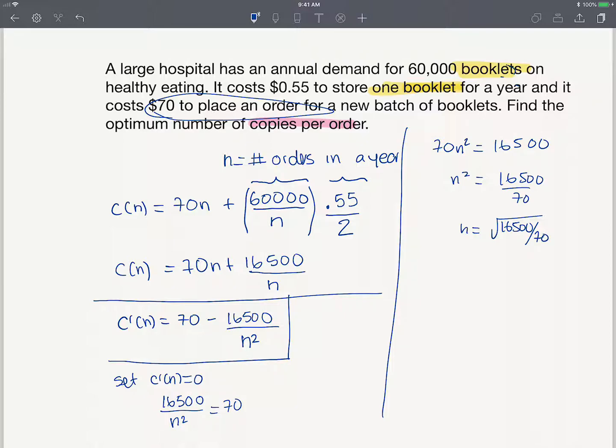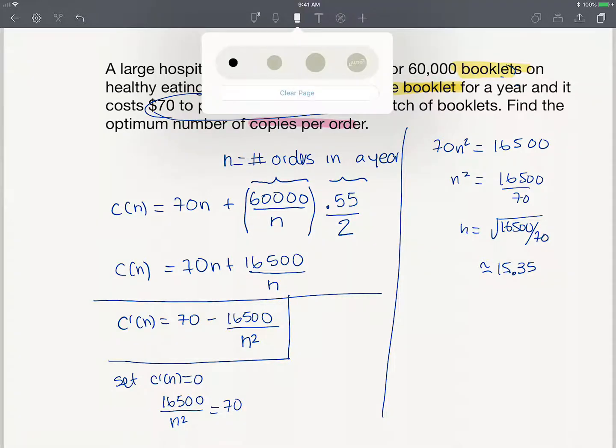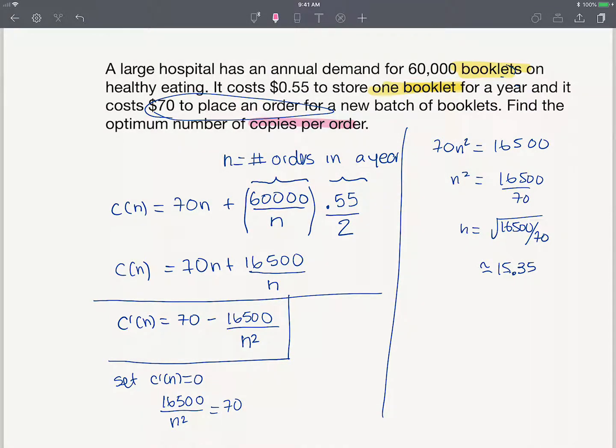And this turns out to be close to 15.35. Now that's the number of orders, right? This is the number of orders I'm going to select. The question says find the number of copies per order, so now I need to just convert that to number of copies. So if you have 60,000 in a year and you're putting about 15, it says to round, so I'm rounding it to 15, so it's about 4,000. And that's the answer that the book wanted for this problem.